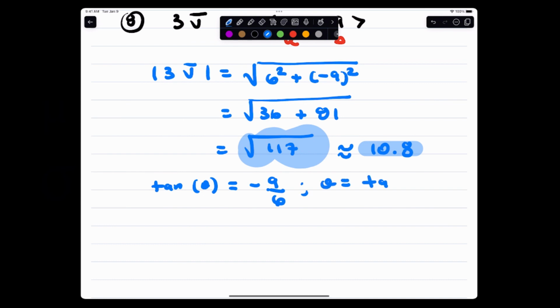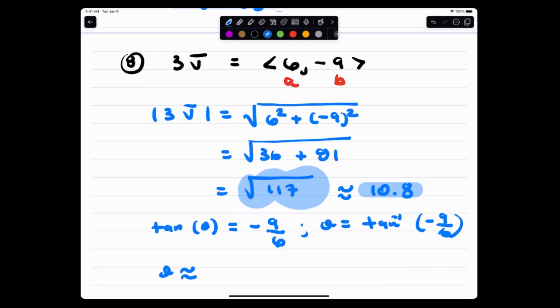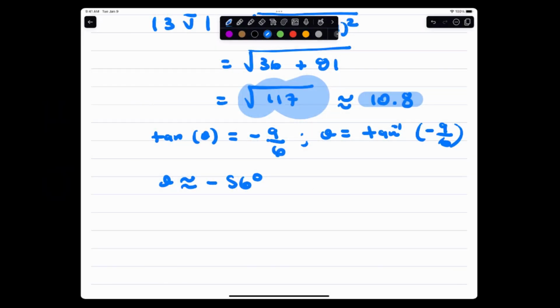Theta is going to be that inverse tangent. We can reduce the fraction, but since we're going to use our calculator, we can do that here. Inverse tangent of negative 9 divided by 6. What's the angle? So to the nearest integer, it's negative 56 degrees.